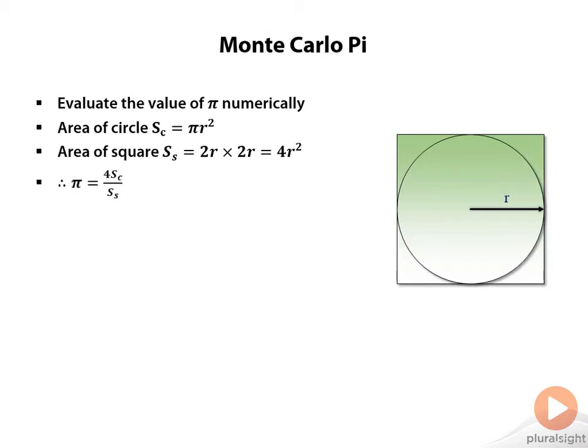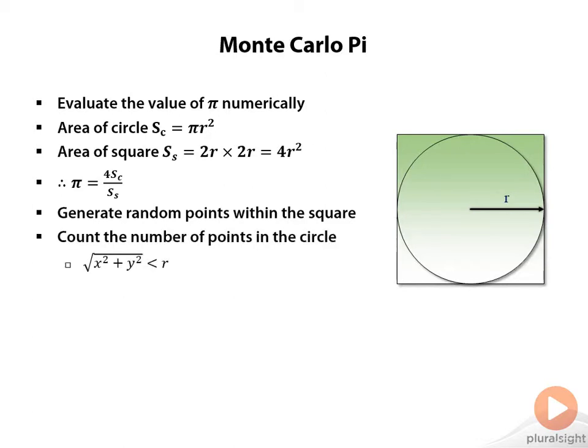And what this means is that if we take these two expressions, pi is 4 times the area of the circle divided by the area of the square. And what we can do on the CUDA side, if we're doing a Monte Carlo evaluation, is we can generate a large number of random points within the square. So we fill up the square with a large number of points, and then we can count the number of points that end up inside the circle, because we can easily check the radius and just see if the distance from the center is less than the radius. Then we're inside the circle, and then we can estimate pi as being 4 times the number of points in the circle divided by the total number of points.